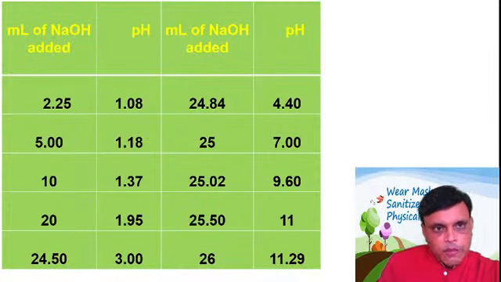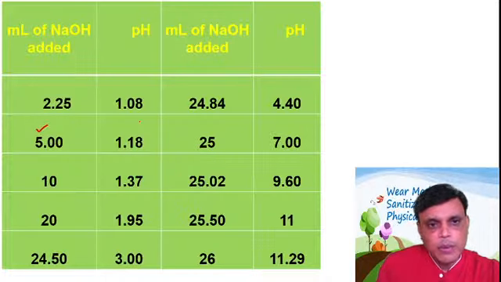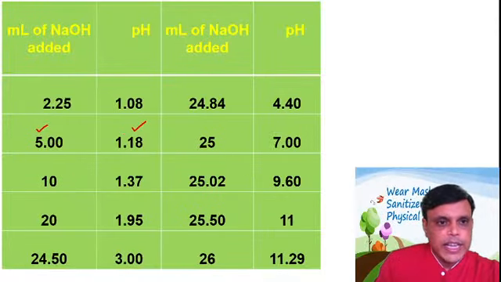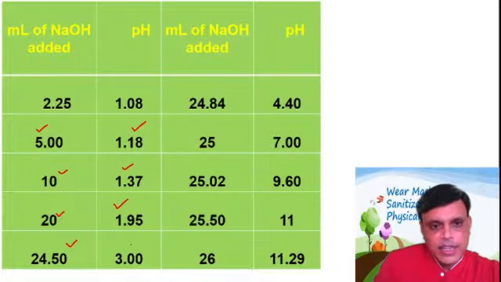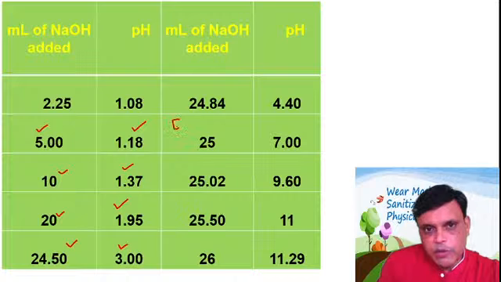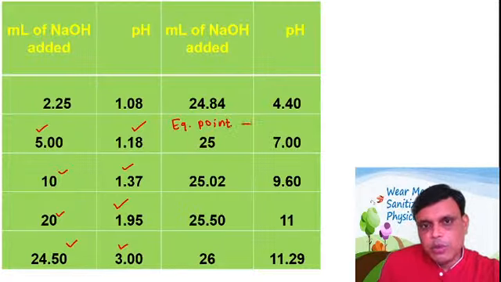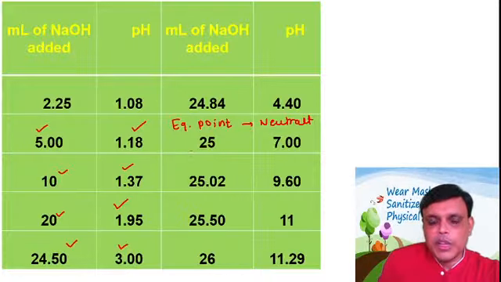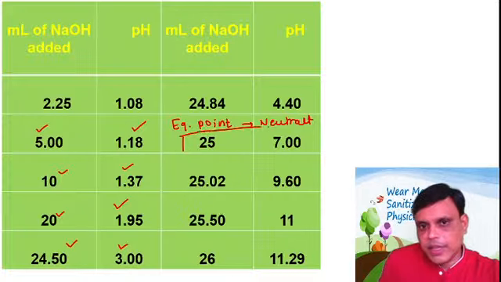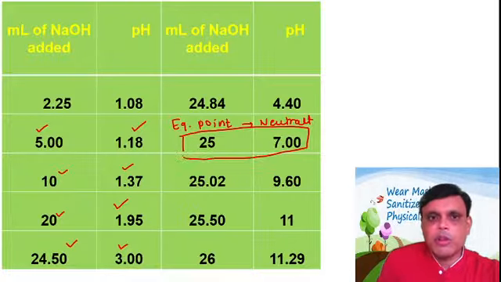अगर आपने 5 mL NaOH ऐड किया, तो pH आ जाएगा आपको 1.18. फॉर 10 के लिए आ जाएगा 1.37, 20 के लिए आ जाएगा 1.95, 24.50 के लिए आ जाएगा 3, and at the equivalence point at 25 mL, this is your equivalence point. At the equivalence point, the solution will become neutral and your pH equivalence point में आपका pH 7 ही आना चाहिए. Please remember this. So at the equivalence point, your pH will be 7.